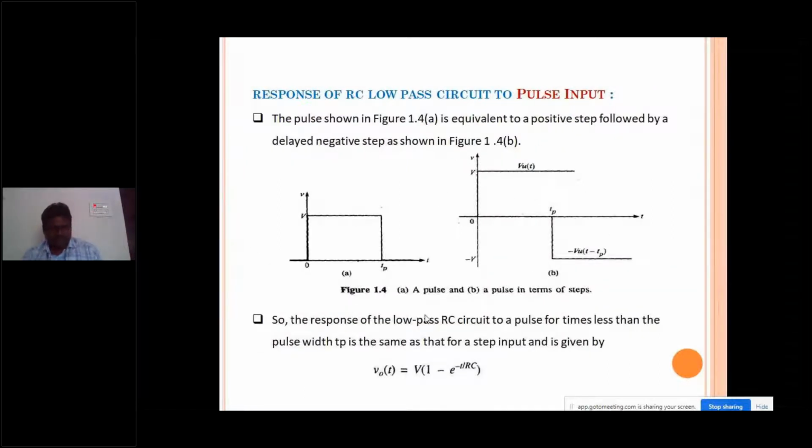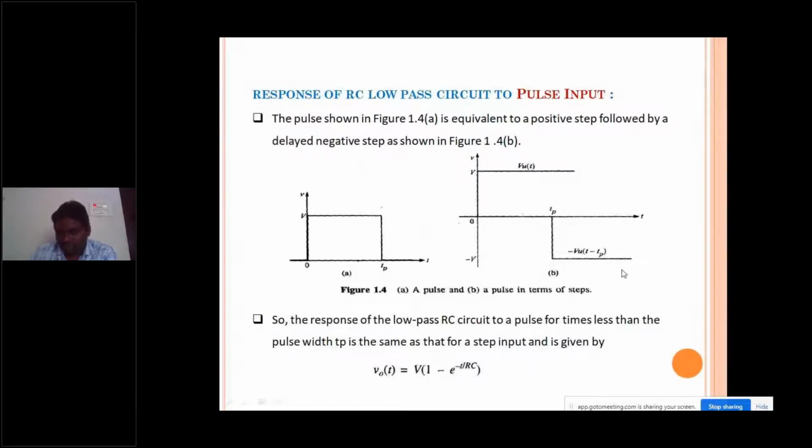Now let us move to the next non-sinusoidal signal, that is called pulse input. What will happen if I apply a pulse input to a low pass circuit? So this is the pulse input. I am simply dividing this pulse input into two different inputs. Up to time t equal to tp, the input is high. At time t equal to tp, the input suddenly falls to 0.